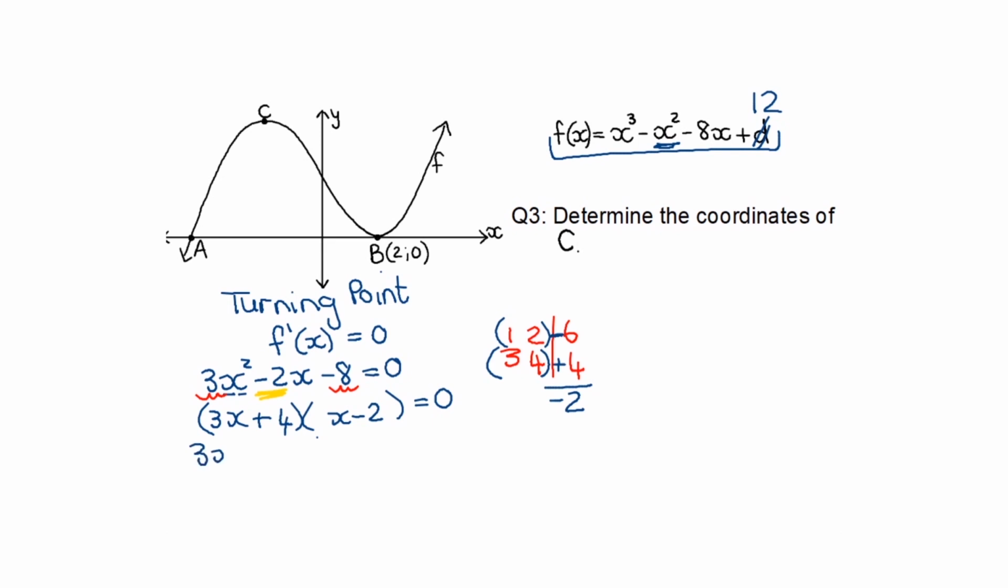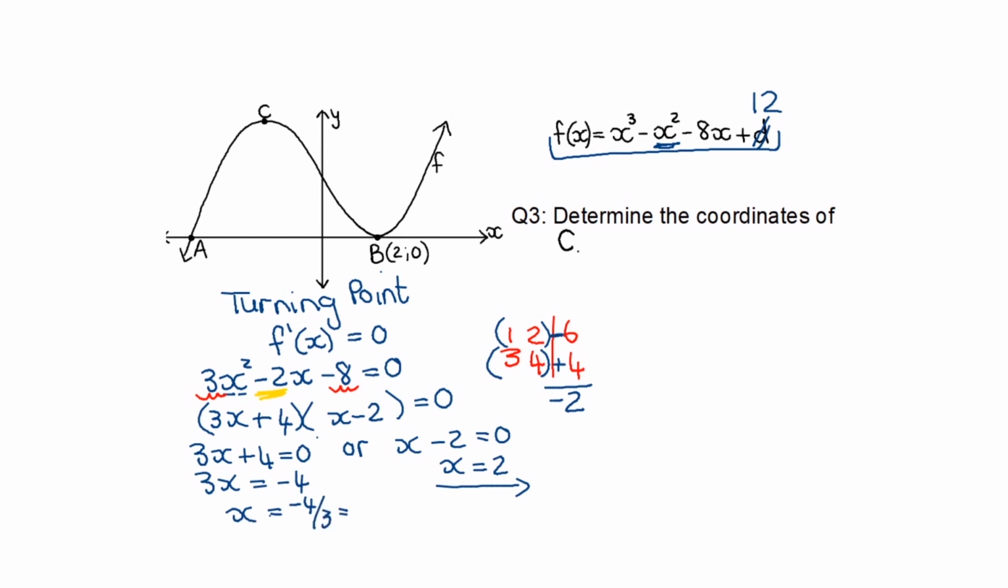And now I have factorized it, so the one bracket must be equal to 0, or the other bracket must be equal to 0, which means x is equal to 2, or 3x is equal to negative 4. And if I divide both sides by 3, I'm going to end up having negative 4 over 3, which is the same as negative 1 and a third.